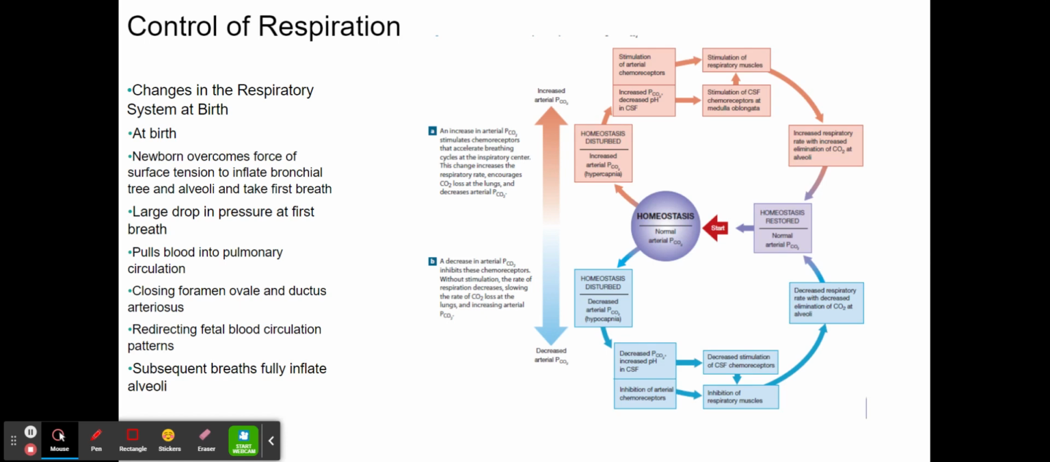The exhalation that follows does not empty the lungs completely because the ribcage does not return to its former fully compressed state. Cartilages and connective tissues keep the conducting passageways open, and surfactant covering the alveolar surfaces prevents their collapse. The next breaths complete the inflation of the alveoli.